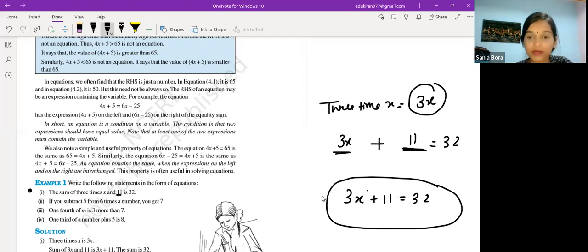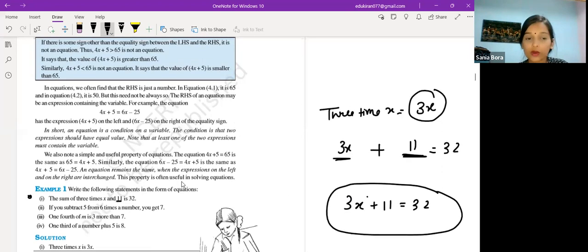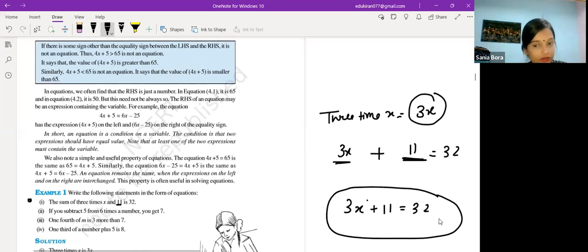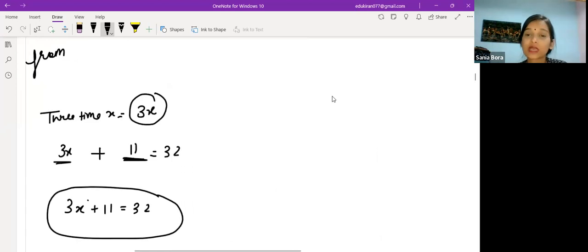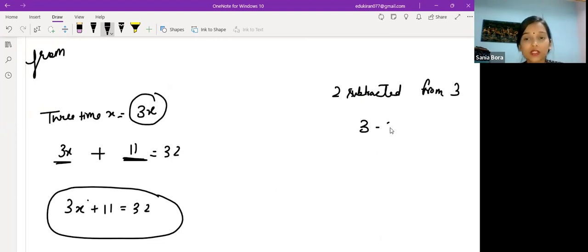Yes, ma'am. So now what you are going to do, I have already given you the first one, where here is the answer. Now you will try the second, third and fourth, and one by one we will discuss. Okay. Now remember one thing. Whenever they have written the word from, for example, 2 is subtracted from 3, listen to it very carefully. 2 subtracted from 3 means 3 minus 2.